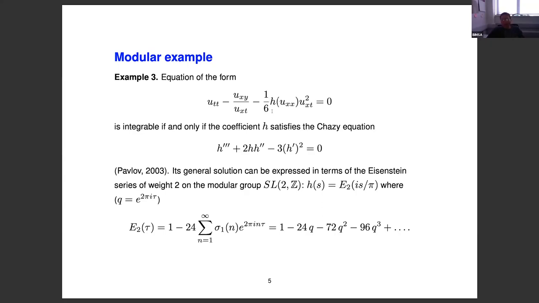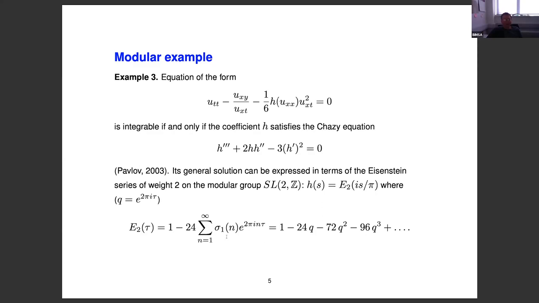So at this stage, these are undetermined functions. So we can apply the integrability test to PDEs of this class. And it turns out that h cannot be arbitrary. It must satisfy this ODE, which is called the Chazy equation. It's a well-known equation, and its general solution is expressed via the Eisenstein series E2. We discussed Eisenstein series last time, but E2 of tau is this expression.